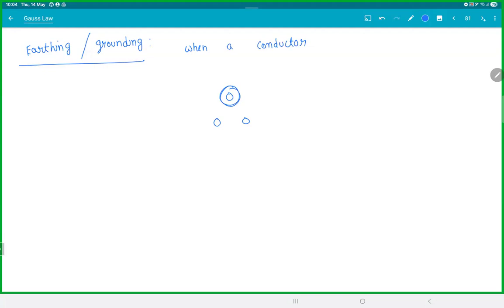Perfect. Next thing. Earthing or grounding. What is earthing or grounding? So when a conductor, you must have heard this word, right? This is an earth wire. Or if you have ever seen your plug, there are three holes. Technically, power comes only in these two holes. The third one is called an earthing. It's actually a safety mechanism. Basically, when a conductor is connected to the earth, the potential becomes zero.